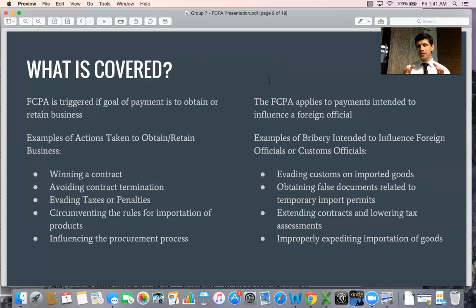So all of these actions basically create an uncompetitive environment. They put a certain company at an advantage, and their competitors who are playing by the rules and abiding by the law are at a disadvantage.